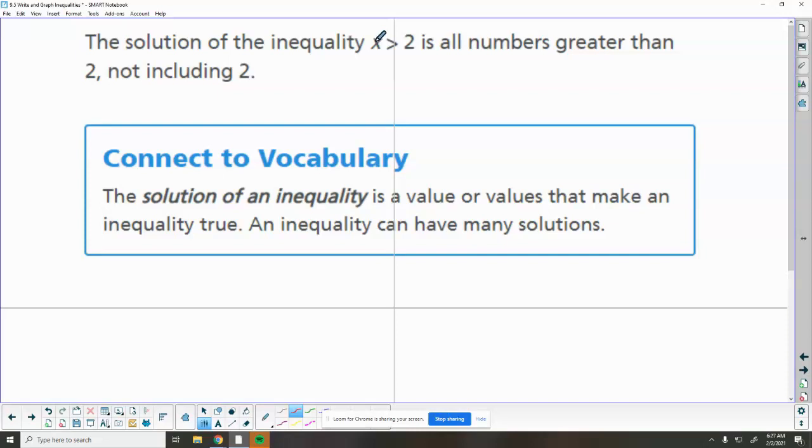I could go forever. So a solution of an inequality is just the value or values that make the inequality true. It can have many solutions. Like there's no end to the solutions that it could have. If x just has to be bigger than 2, I could go on forever. You can also get all those decimals and fractions in there. I can say 2.5, 2 3/4, 2 3/8. Anything that's bigger than 2 can fit as a solution for our variable.